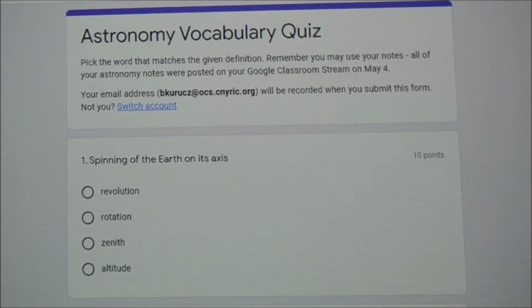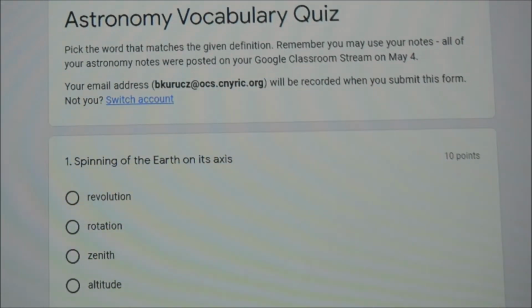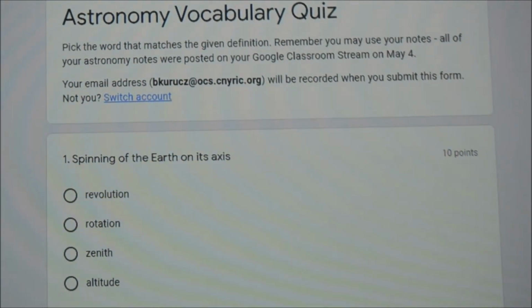So, number one, definition is spinning of the Earth on its axis. Is that revolution, rotation, zenith, or altitude? Spinning of the Earth on its axis. Revolution, rotation, zenith, or altitude.